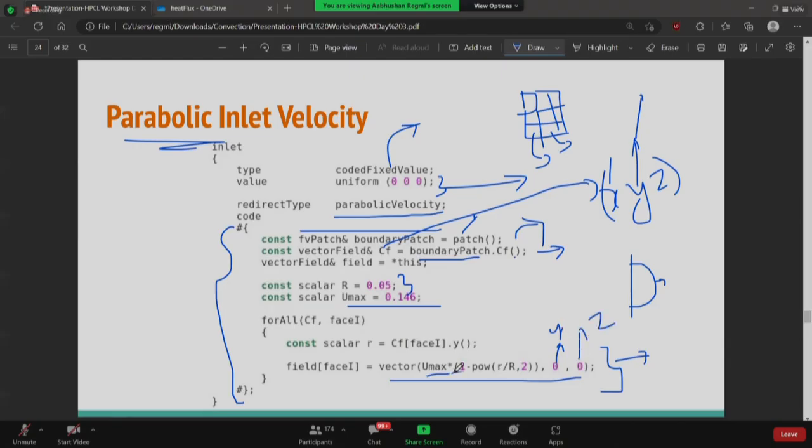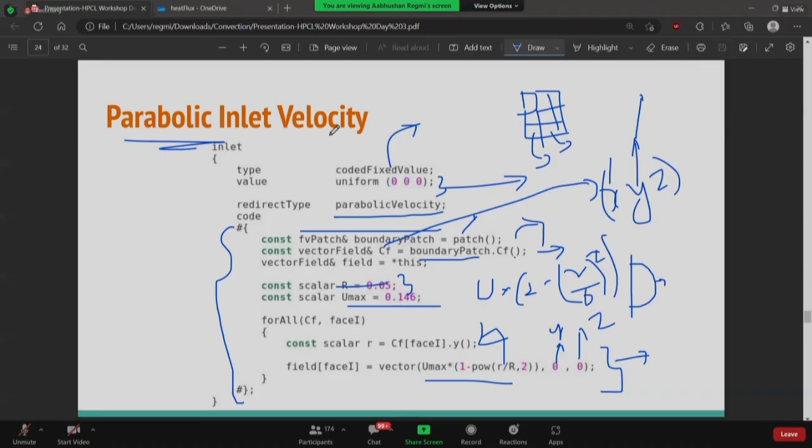Now this may look familiar to you. If I were to write it, it would look like this: U times 1 minus (r by R) squared. This is the expression for a parabolic profile in a pipe flow. So this is how you give that profile. This r it is getting from here, and this R is a constant that is defined over here. So using this expression, it is giving the velocity as a vector.